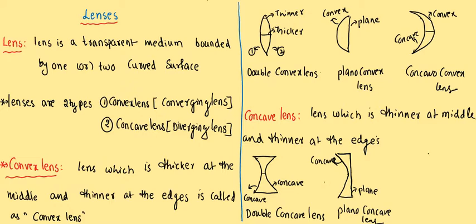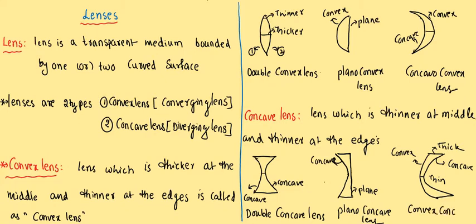Let us go for one more type of lens. That is a convexo concave lens. One side has a convex shape. Look here, this is the convex shape and this is the concave shape. Now it is thin at the middle and thick at the edges. Such a lens is called a convexo concave lens. These are the different types of lenses. You take the screenshot and note it.